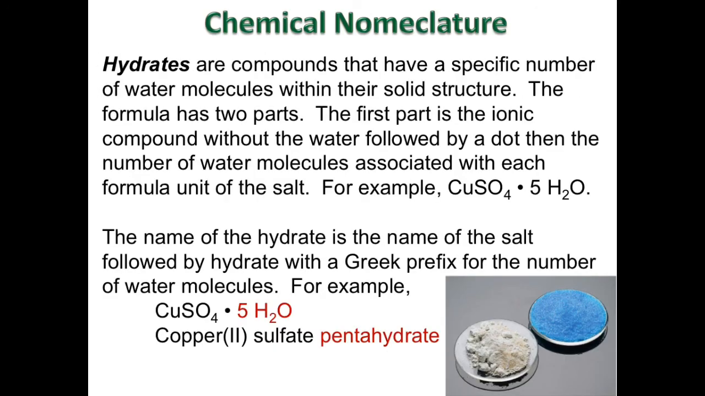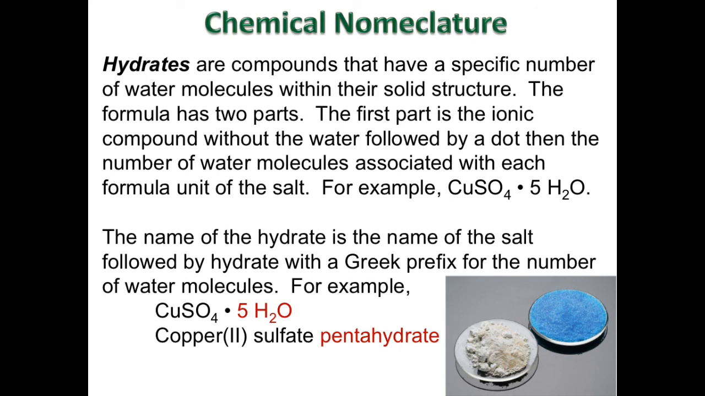And last are the hydrates. These compounds have a specific number of water molecules within the solid structure, and the formula has 2 parts. The first part is the ionic compound without the water, or in other words, anhydrous, followed by a dot, then the number of water molecules associated with each formula unit of the salt. And a Greek prefix is used to tell you how many water molecules are present.